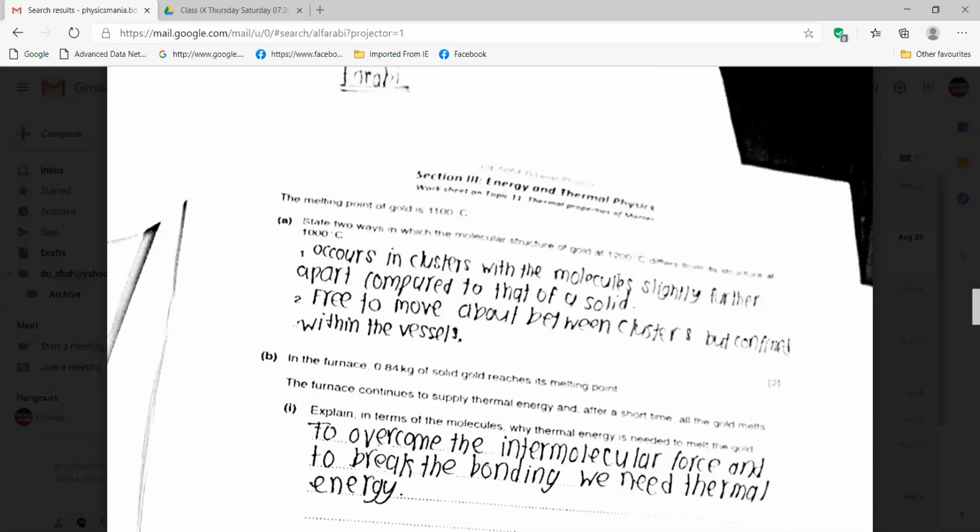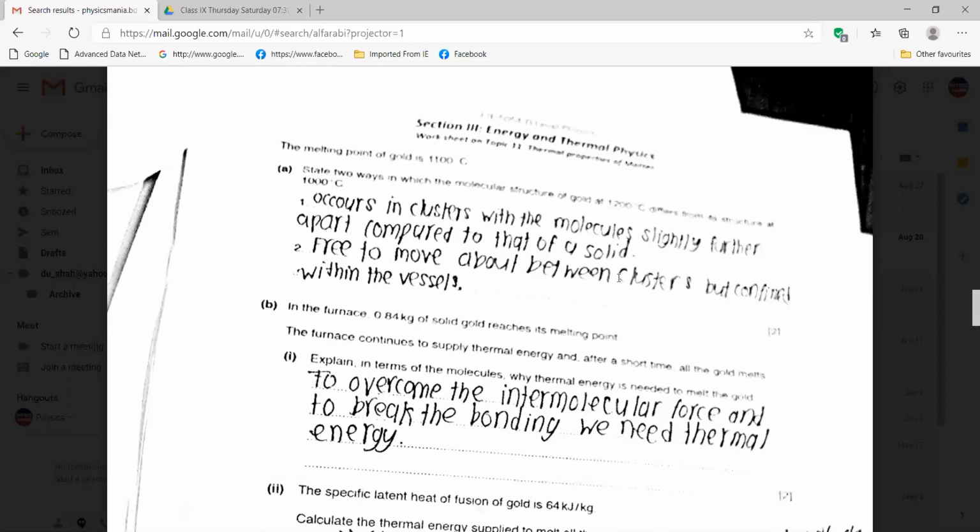This way you have to analyze the questions, how the question is asking you, what they are asking you. You should analyze, then you have to answer. Okay.